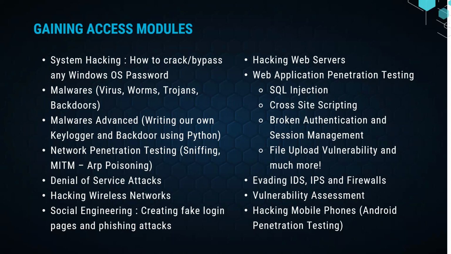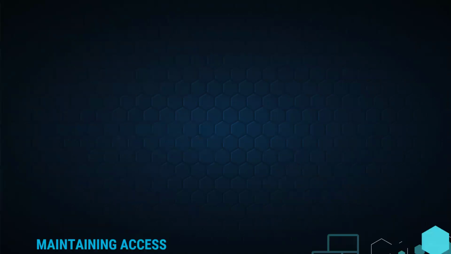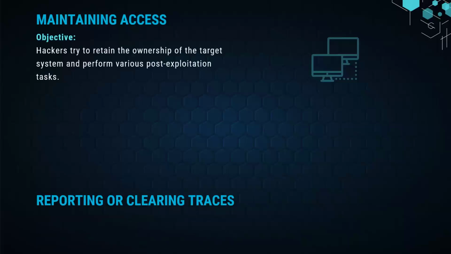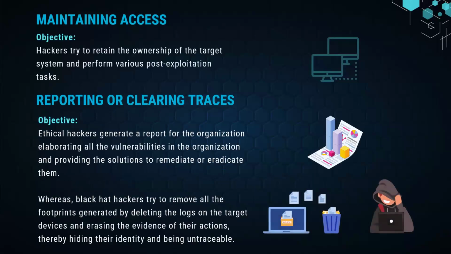Okay. Once this module is done, then you have the last two modules left out, which are maintaining access and reporting or clearing traces. Maintaining access is where once I've attacked your system, I need to maintain a persistent connection with that system, which means even if you restart your device, I should still be connected to you. That's what is called maintaining access. That is one of the last phases that a hacker tries to achieve.